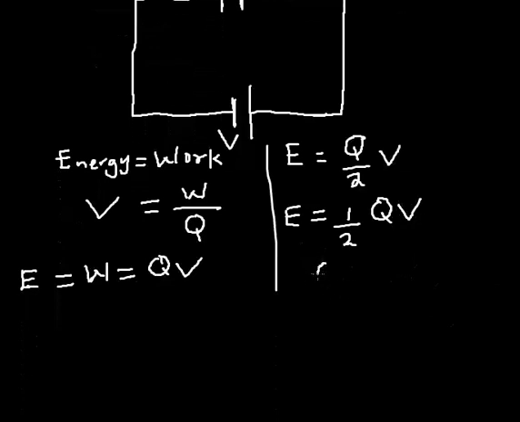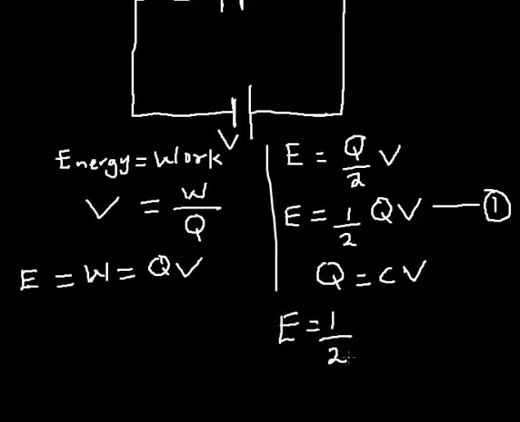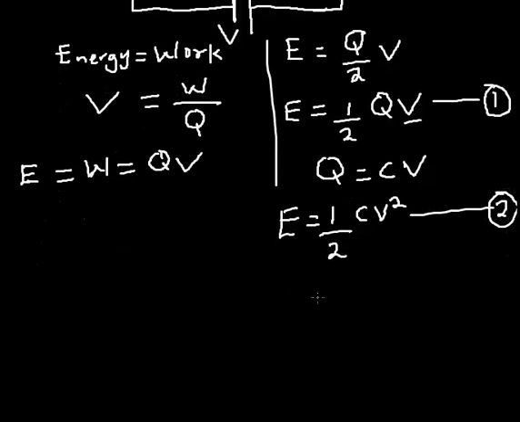I call this formula 1. This is one formula for evaluating the energy of a capacitor. We also know that charge is given as CV. So I can also express the energy of a capacitor as half Q, which is CV, times V, which gives CV squared. This is another way of expressing the energy of a capacitor.